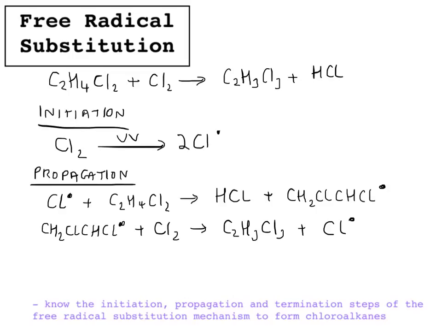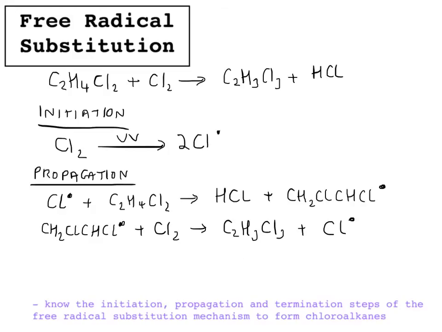If you have excess chlorine, that means that this will be very likely to bump into another free radical that is chlorine. And so what you'll make is essentially a product where there's no hydrogens left and all of the hydrogens have been replaced by chlorines. So that'll be C2Cl6 if you like.